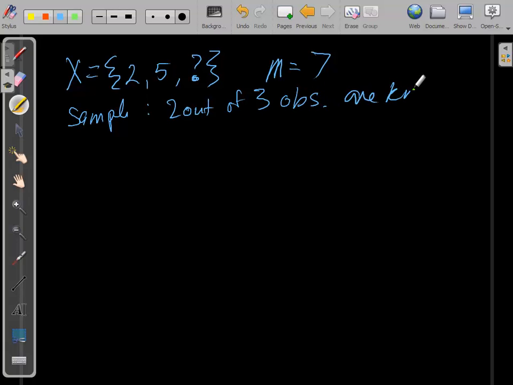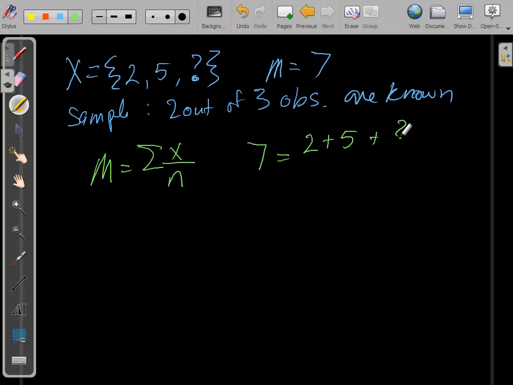So are known. Okay, and we happen to know the mean. So if we think about it, the sample mean again is equal to the sum of the scores divided by n. In our case, this would say 7 is equal to 2 plus 5 plus this unknown value divided by 3. Well, this is a nice simple algebra problem, and we could solve for this unknown value.